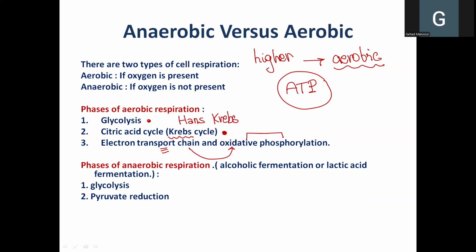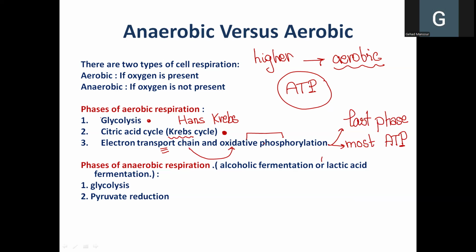It is worth noting that glycolysis is the first phase of aerobic respiration, whereas the electron transport chain and oxidative phosphorylation is the last stage of aerobic respiration. The electron transport chain associated with oxidative phosphorylation is the last phase of aerobic cellular respiration, and it is the phase where most ATP molecules are produced, as we will be seeing later on.